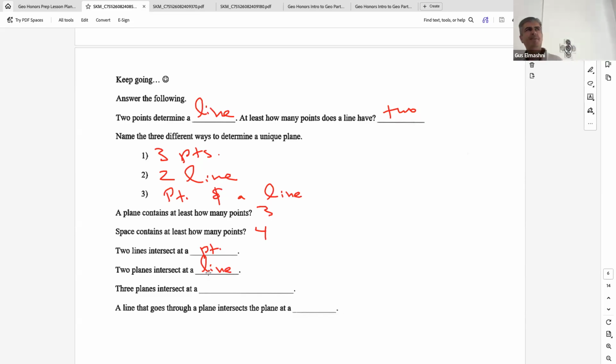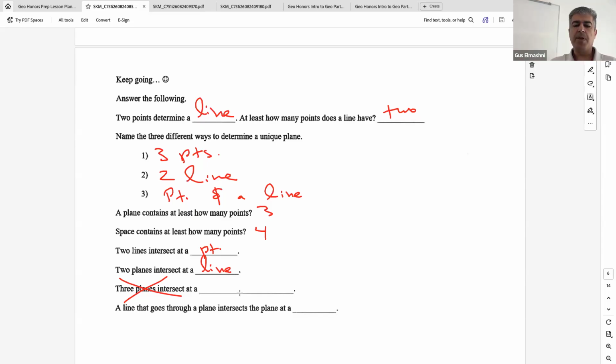Actually, hold on, 3 planes? How would you say that? Three planes intersect. They could intersect at a line. You know what? Let's not worry about that one. Let's cross that one off because I don't like it. I don't know what the answer is. I don't have a straight answer because it could intersect in a line, but it could also intersect in a set of lines. So it's too ambiguous for me. That's why I don't like that question.